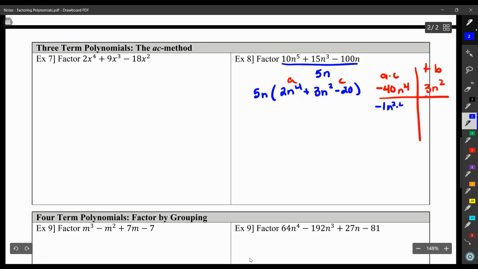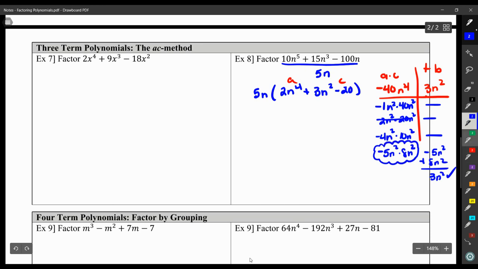So negative 1n squared times 40n squared. I'm going to add those in my head. Negative 1 plus 40 is not 3. So then we try negative 2n squared times 20n squared. If I add that together, I get 17. Not what I need. So then let's try the next one. 3 does not divide into 40, but I know 4 does. So negative 4n squared times 10n squared. Well, that adds up to be a 6. I'm getting closer. Negative 5 I can divide into 40. And if I add those together, negative 5n squared plus 8n squared, there's my 3n squared that I need. So these are the 2 numbers that b will split apart into.